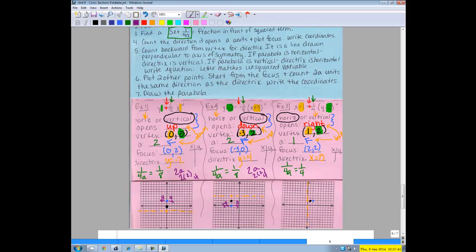And the same thing with this one. It will be 2a. In this case, a is only 1, so it will be 2. We will count 2 this way and then 2 that way. So 1, 2, 3, 4. 1, 2, 3, 4. I'm going to go ahead and take these arrows off. Okay, from here, 1, 2, and 1, 2.